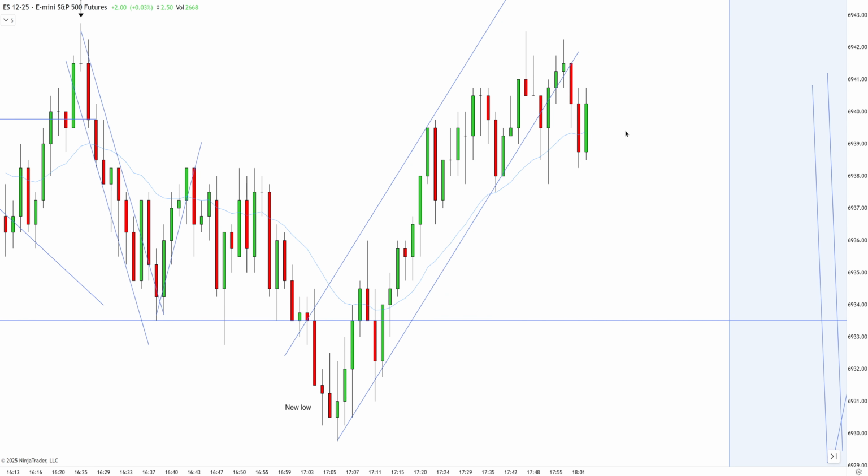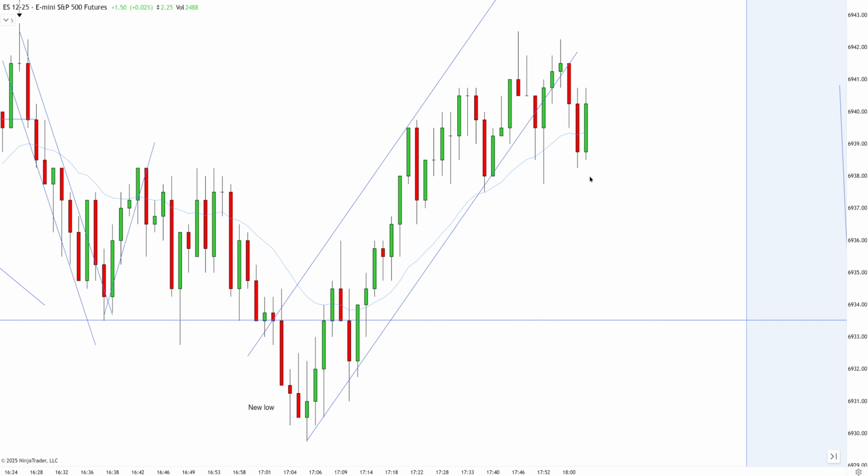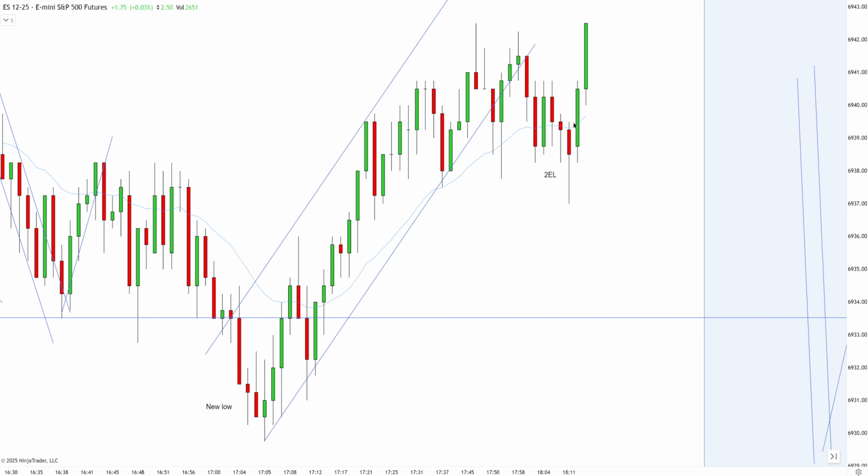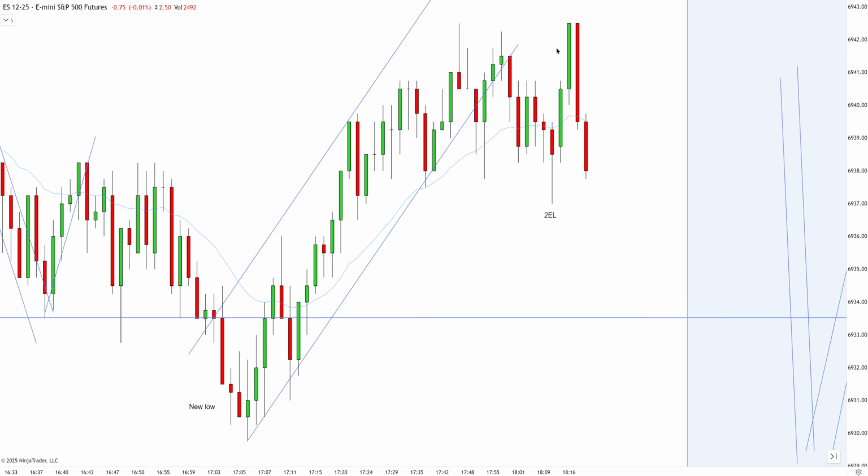So I'm looking for second entry long. This uptrend still needs a new high: first entry long, second entry long, but the problem is this is an inside bar, and it didn't even trigger. It actually triggered here, so we get a second entry long to work to a new high, but I can't go long here.